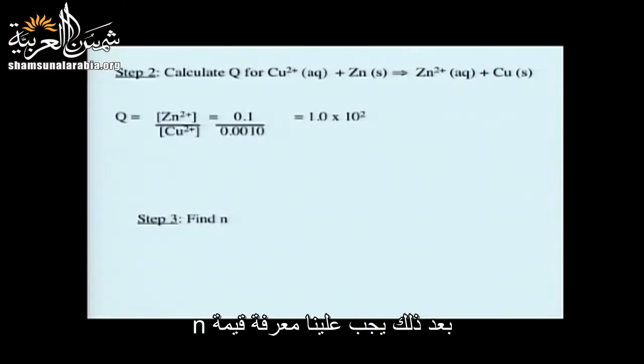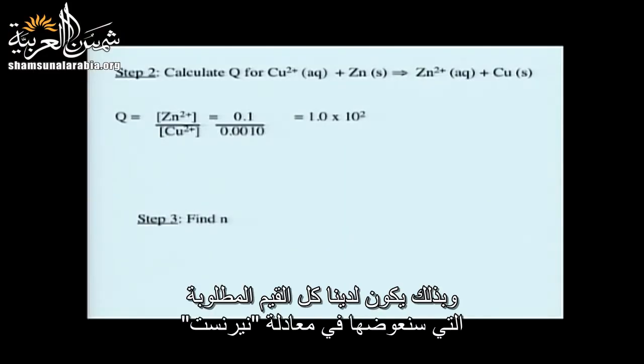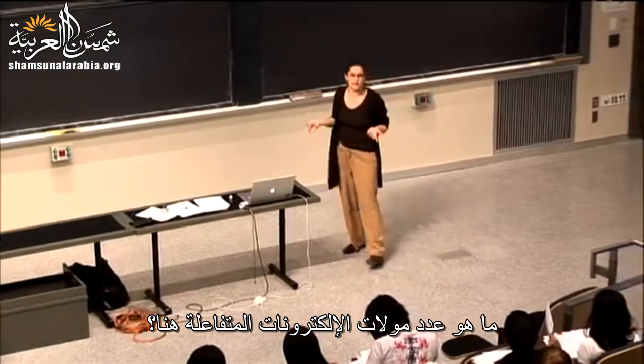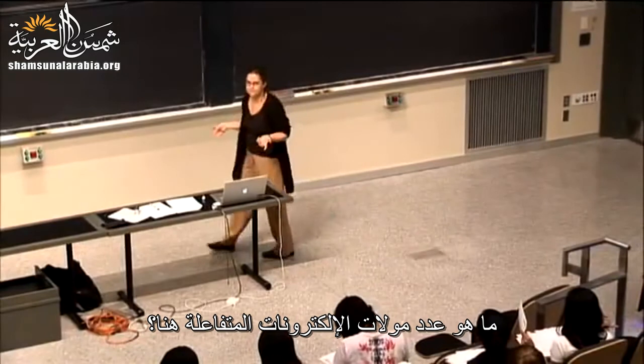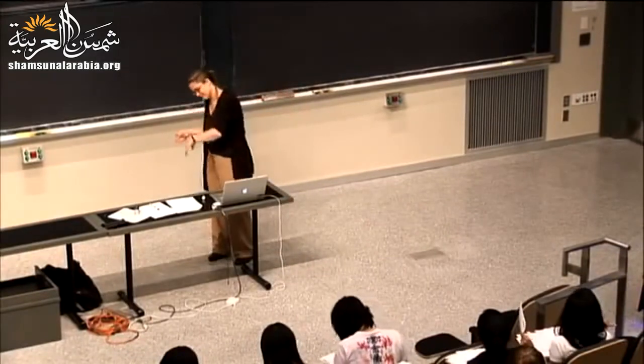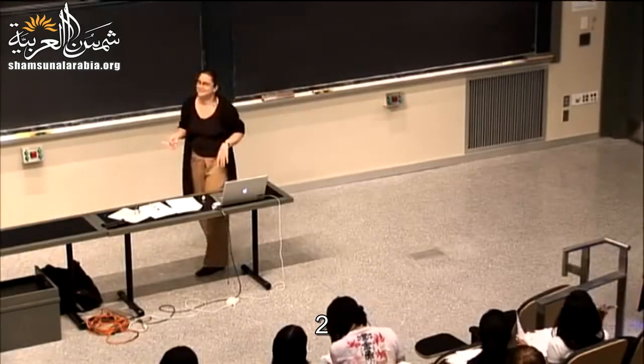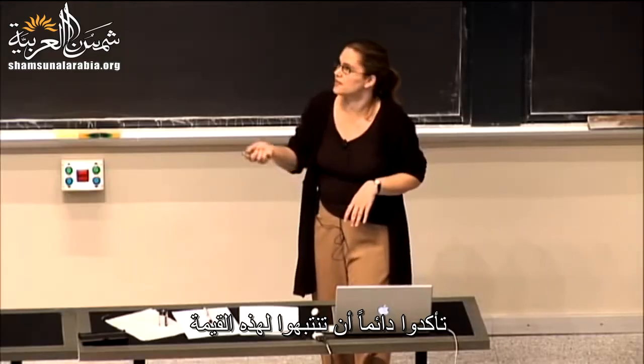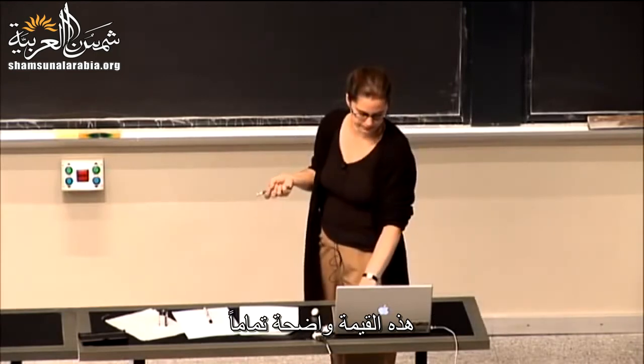So then you need to know n, and then we have everything to go back to the Nernst equation. So how many moles of electrons are involved in this? 2. Sometimes it's not so obvious, so this can trick people. So make sure that you pay attention to this. This one is a pretty obvious one.